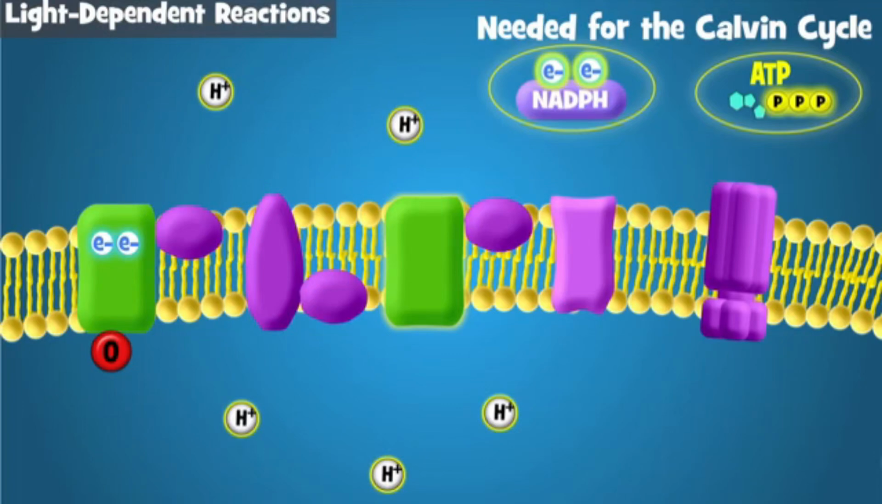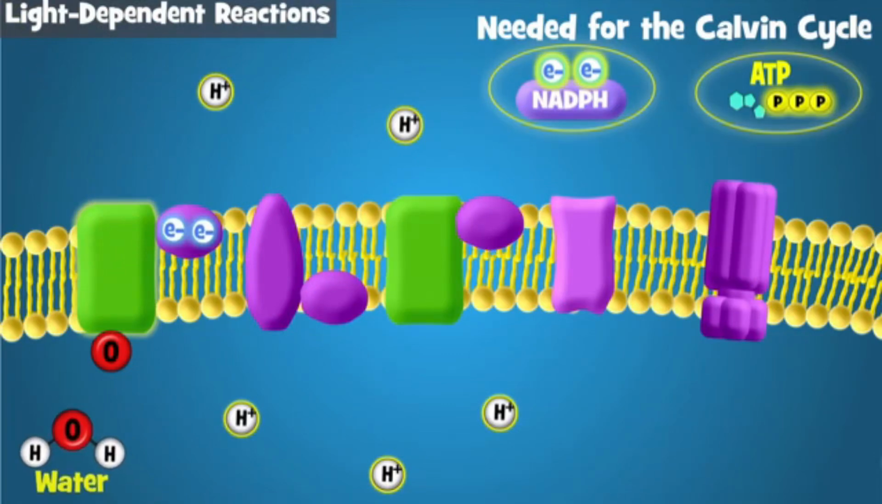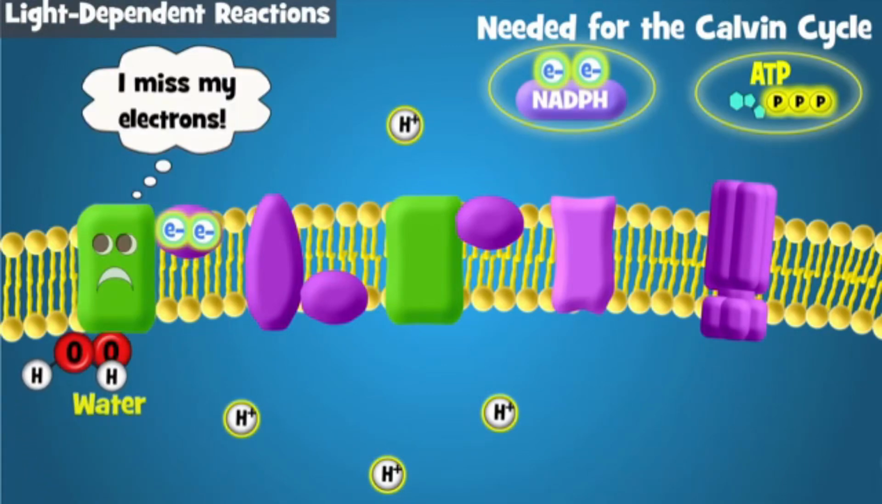Both ATP and NADPH are critical products of the light-dependent reactions that are needed to make sugar in the Calvin cycle.